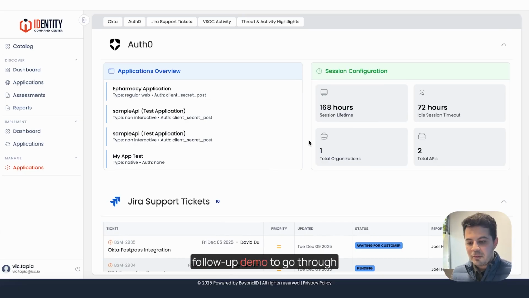So if we want to dive deeper into leveraging some specific functionality or capabilities that ICC has, we'd love to schedule a follow-up demo to go through your specific requirements and use cases to identify how ICC can be best leveraged by your organization.